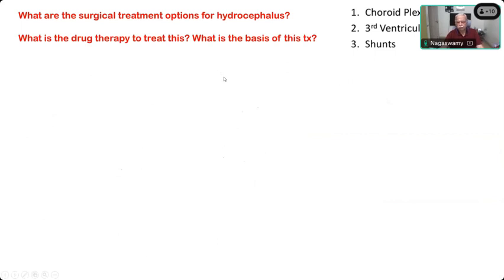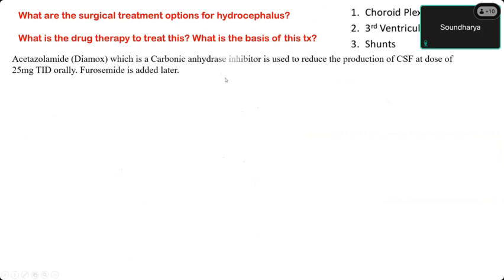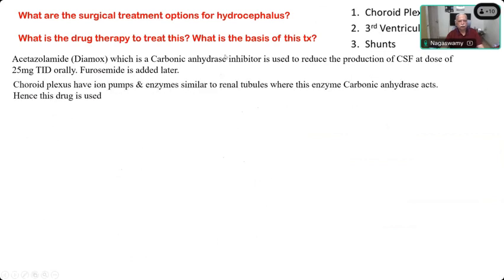What drug therapy is used to treat this? What is the basis of this? Diuretics. Acetazolamide, or Diamox, is a carbonic anhydrase inhibitor used to reduce the production of CSF at a dose of 25 mg/kg. Furosemide is added later. The basis is that the choroid plexus has ion pumps and enzymes similar to renal tubules, where the enzyme carbonic anhydrase acts. Hence, this drug is used for treating this condition also.